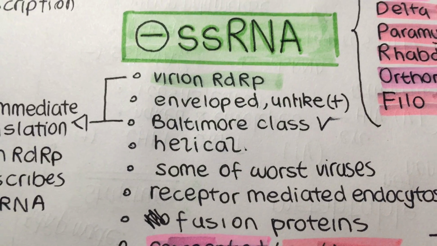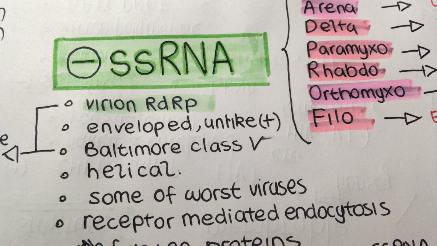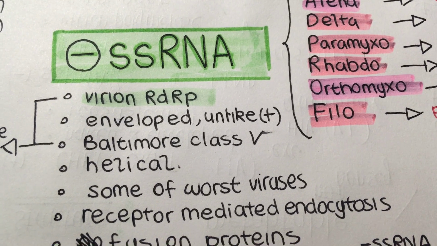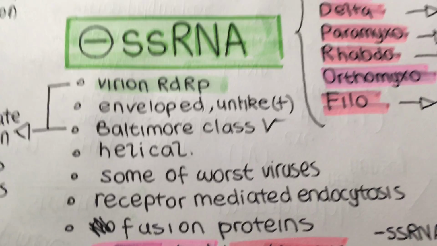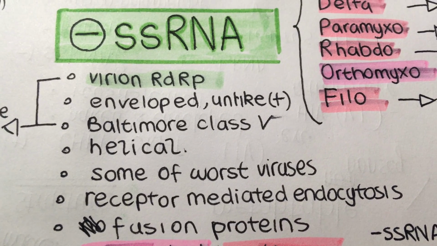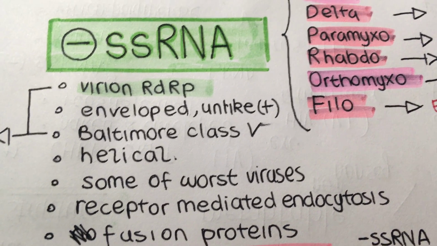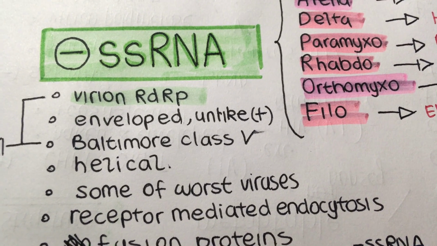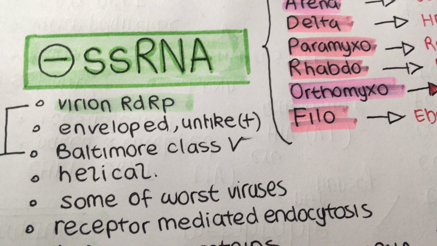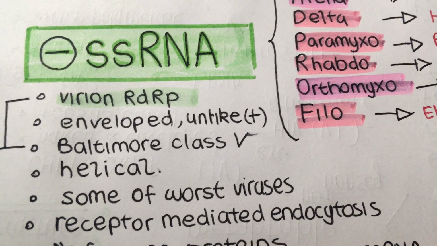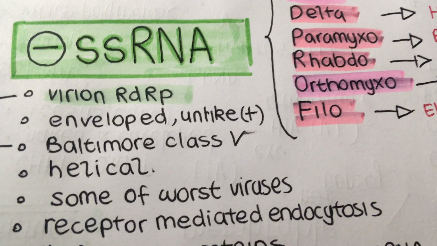Baltimore class 5 viruses because they are negatively single-stranded and they need a viral RDRP, RNA-dependent RNA polymerase, to make a positive single-stranded RNA that is complementary to the negative single-stranded RNA and is exactly the same as mRNA, so that it can be used for the translation of proteins. And it carries this RNA-dependent RNA polymerase in its virion because you can't make proteins without this.